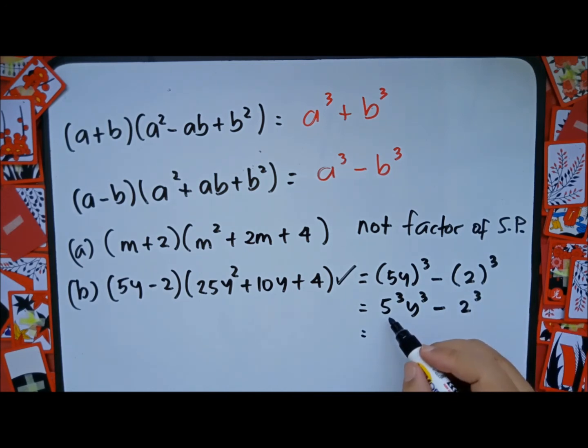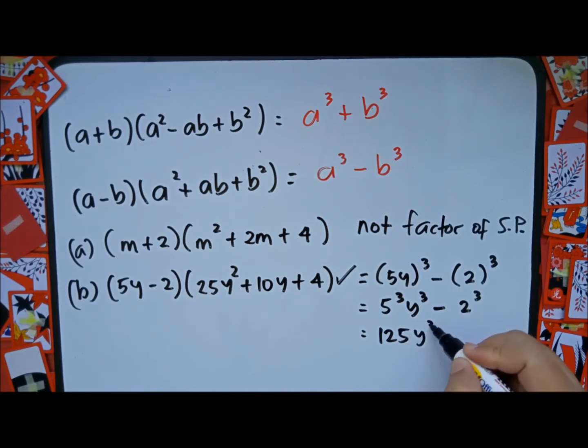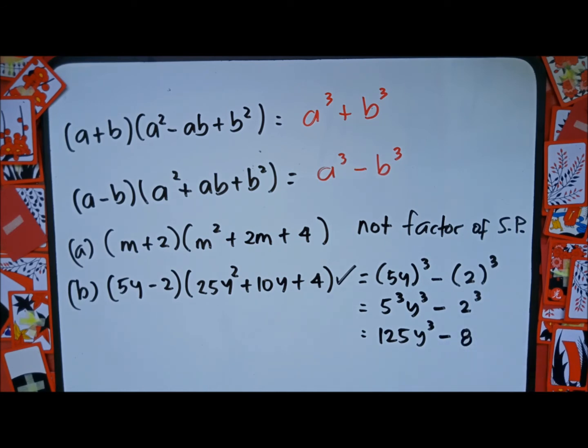So 5 times 5 times 5, 125 y cubed minus 2 times 2 times 2. 2 times 2 is 4, 4 times 2 is 8. So this will be your final answer. Okay, let's check another one.